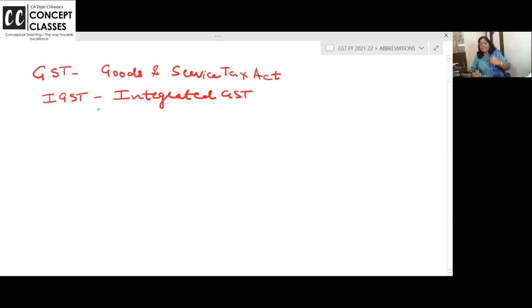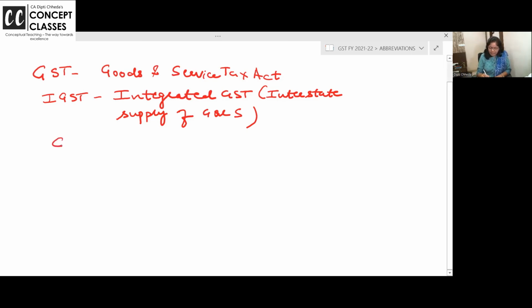This is the GST charged on interstate supply of goods or services, from one state to another state. In any of the 28 states in India, if goods are sold or services are rendered from Telangana to Delhi, or from Hyderabad to Mumbai, then IGST is charged, Integrated Goods and Service Tax.